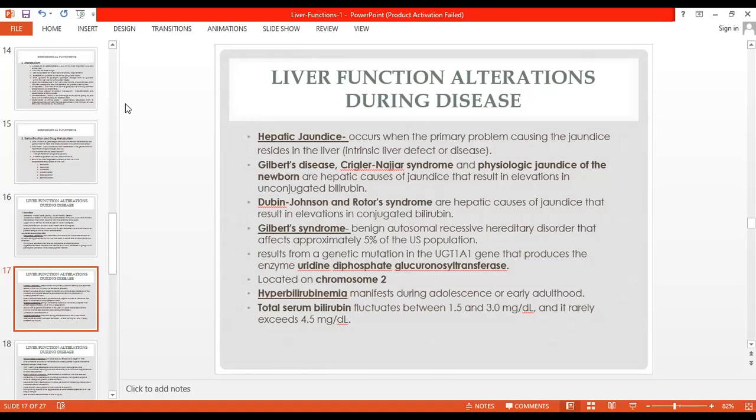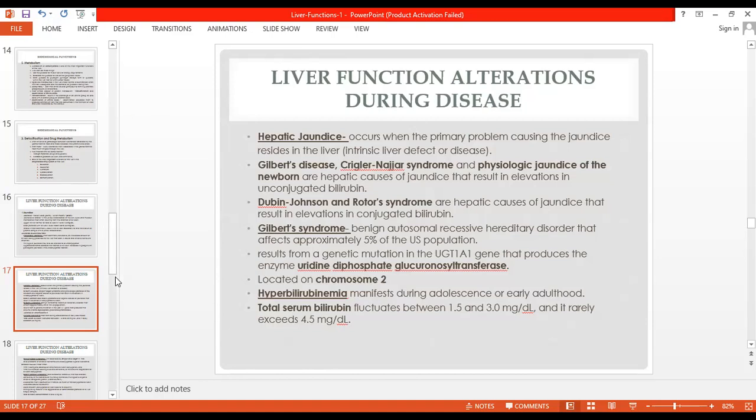The hyperbilirubinemia usually manifests during adolescence or early adulthood. Total serum bilirubin usually fluctuates between 1.5 and 3.0 milligrams per dL, and it rarely exceeds 4.5 milligrams per dL.